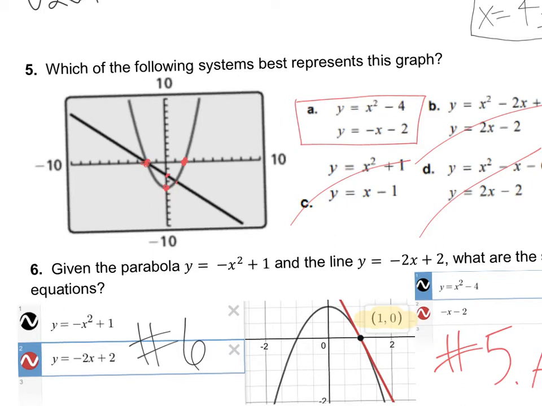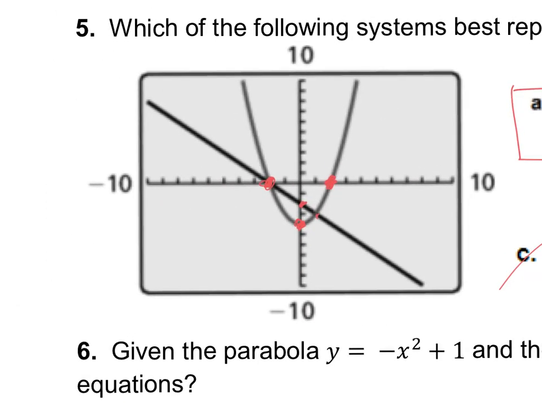Fortunately for me, it ended up being A, so I only had to test one of them. But the strategy here is to look for points that are easily identifiable. Okay, so looking at this graph, the only thing I can tell is that it's going from 10 to negative 10 on both axes, but there's no grid here, so it's hard to tell where all the values are.